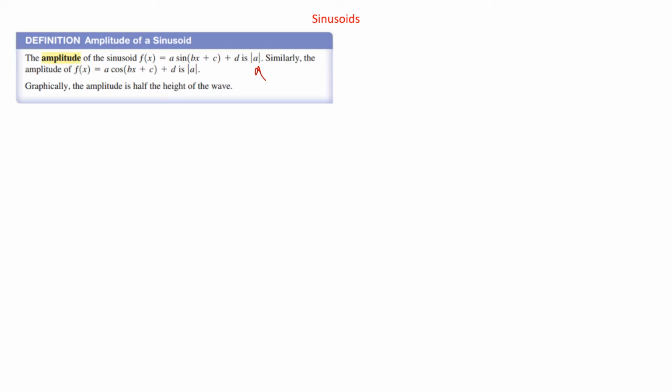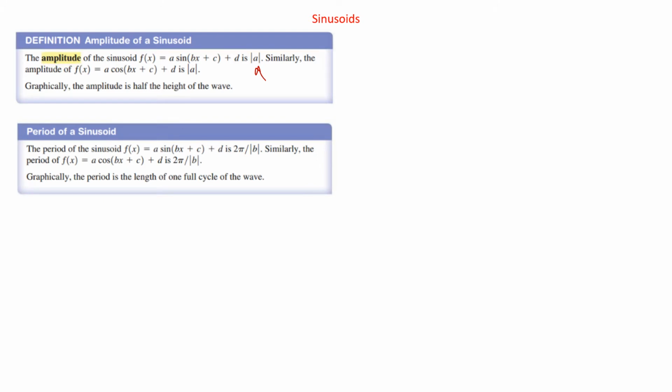And then graphically, it's half the height of the wave. So if we see the wave is going from 3 to 7, that means it's going up 4. So from the low point to the high point is 4. That means the amplitude is 2 because we're looking at the center line up.